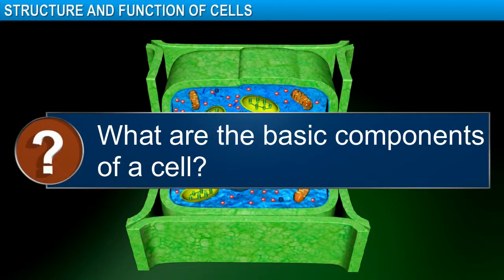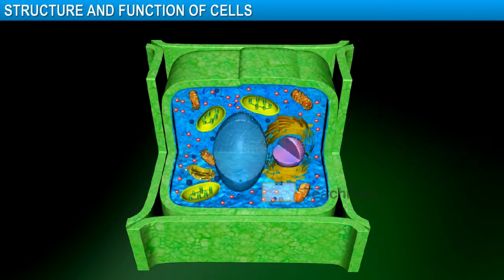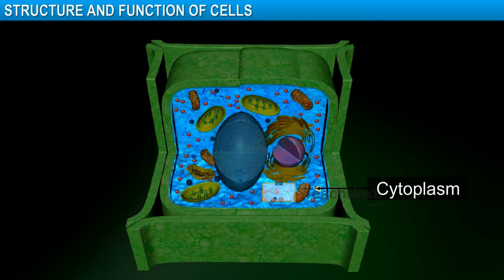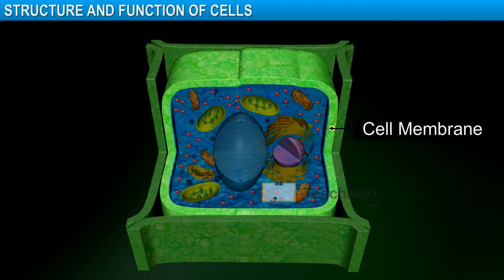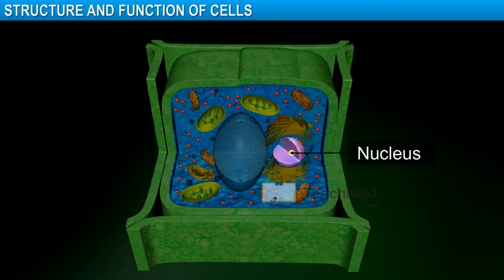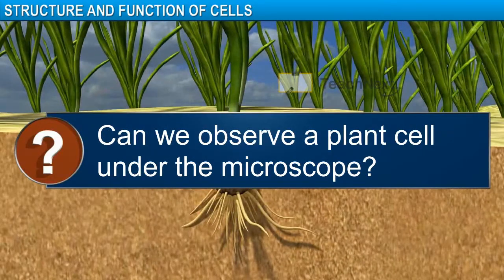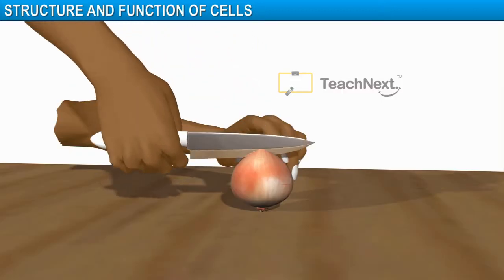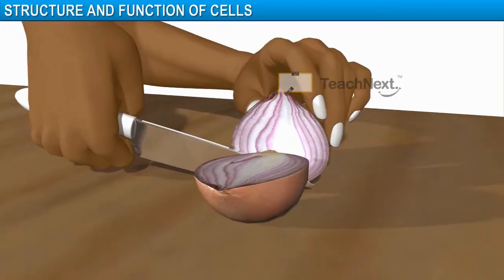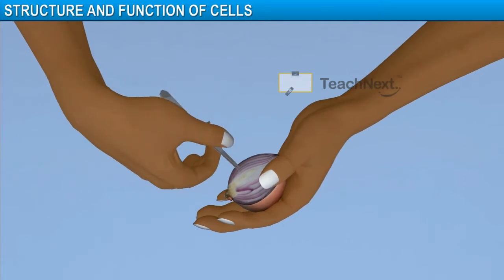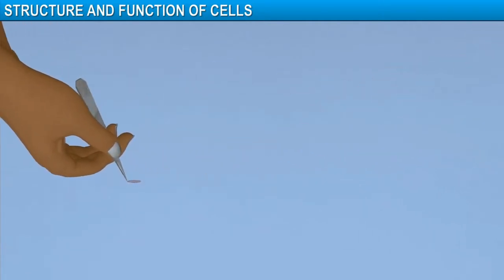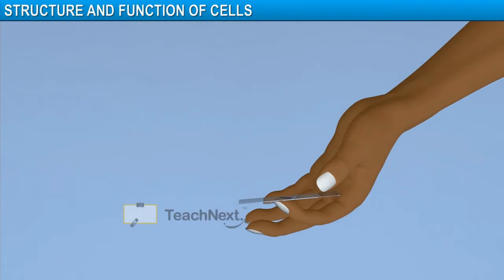What are the basic components of a cell? The basic components of a cell are cytoplasm, cell membrane, and nucleus. Can we observe a plant cell under the microscope? To do so, take an onion bulb. Remove a thin peel from the onion bulb. Spread the peel on the glass slide and put a drop of water on it.